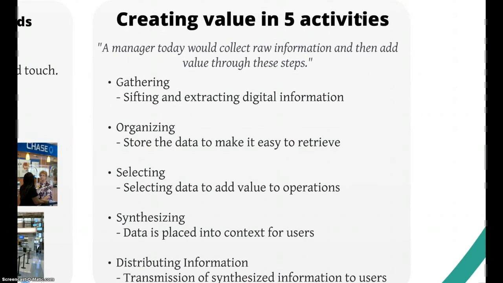So, how does it work? Creating value in any stage of a virtual value chain involves a sequence of five activities: gathering, organizing, selecting, synthesizing, and distributing information. Gathering data is the first stage in the virtual value chain. This involves sifting through and extracting the torrent of digital information that may be valuable to a business enterprise.